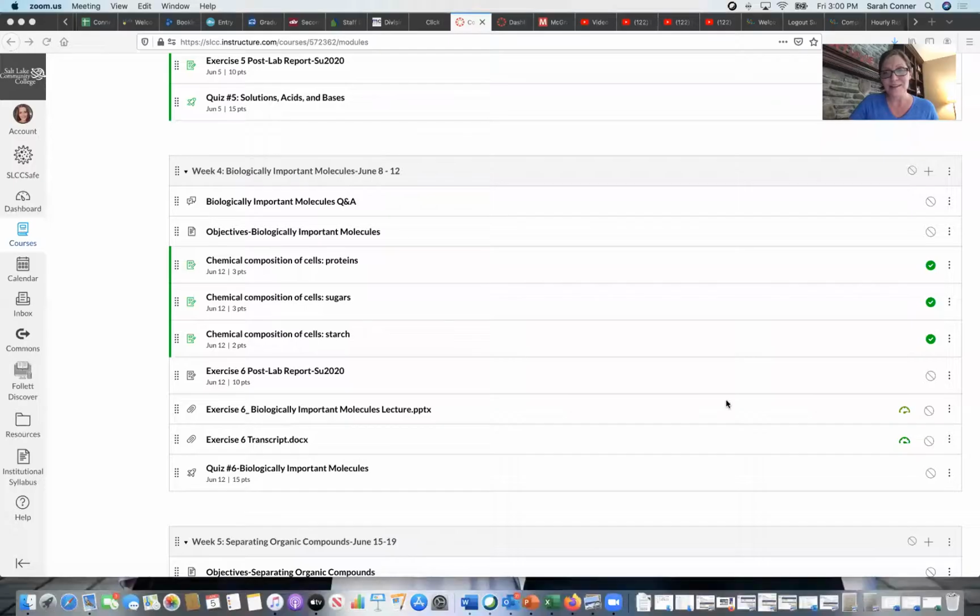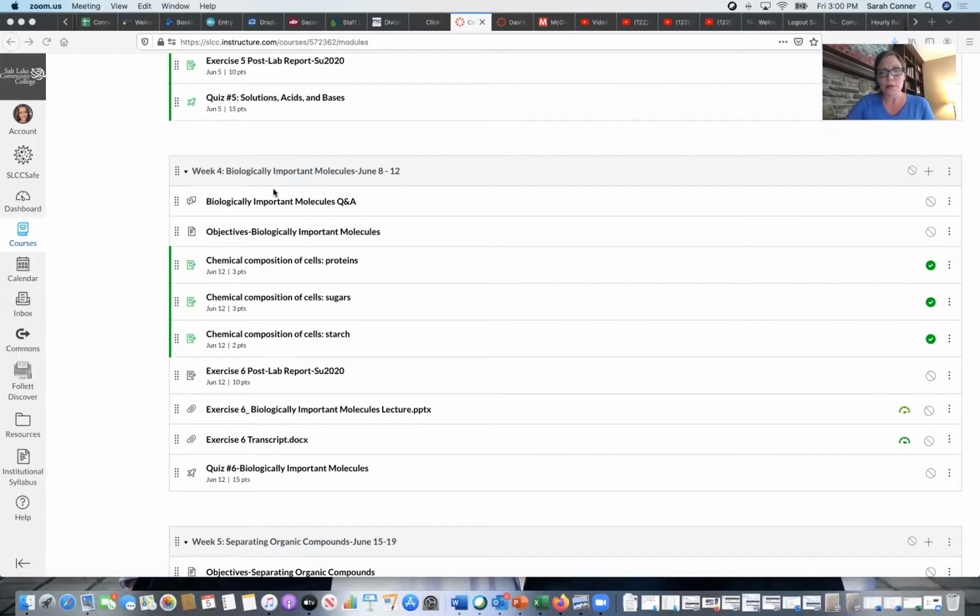All right, so I'm going to share my screen. Just quickly, I'm going to show Canvas. So here is week 4. We're doing biologically important molecules, which would include things like proteins and sugars and starches and carbs. So your lab will run from June 8th, which is today, until the 12th, which is Friday, at midnight.